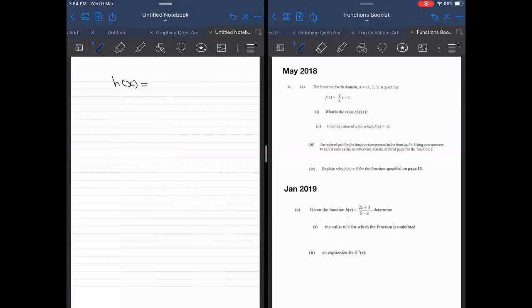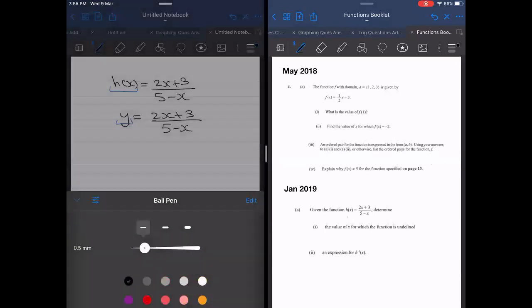Right, h of x is 2x plus 3 over 5 minus x. All right, so we find the inverse. So remember, we let the thing be equal to y. So we have 2x plus 3 over 5 minus x equal to y.